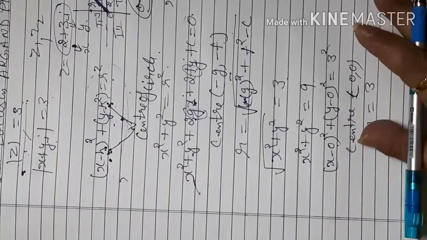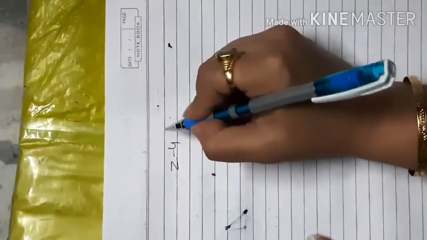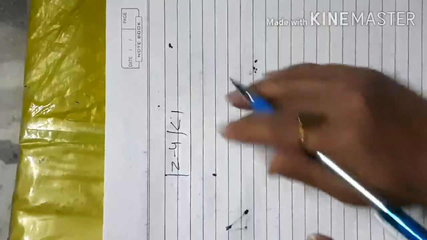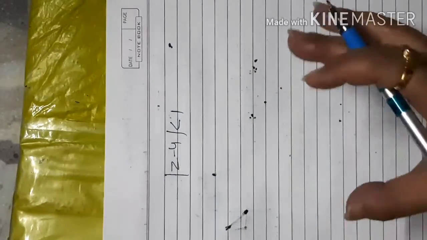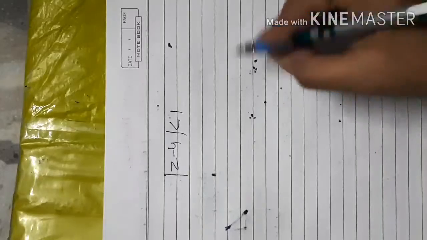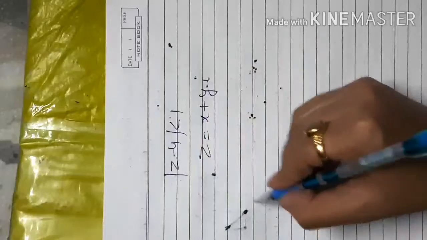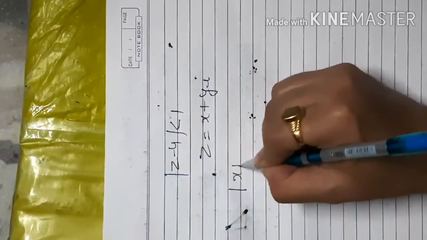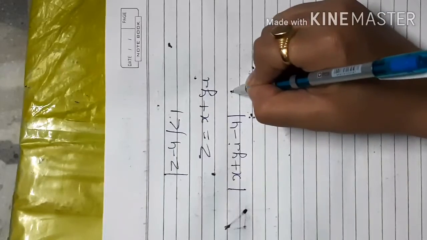Let me go with another example. If I have a question like modulus of z minus 4 less than 1, how can I represent this in the complex plane, in the Argand plane? You can prepare a diagram. If it is modulus of z minus 4 less than 1, but no complex number is given, in that case I consider z is equal to x plus yi. So when I write it here, converted into proper complex form, it is modulus of x plus yi minus 4, and that will be less than 1.